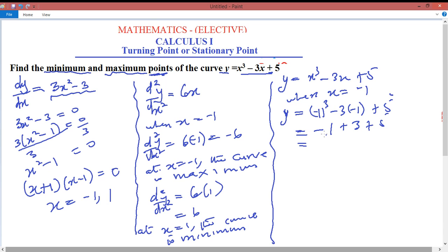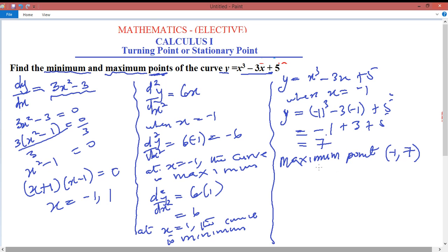Use your calculator, punch, and tell us the value. X is equal to 7. So this is the maximum point. Remember, it's a point. So my answer should be in the xy form, negative 1, 7.